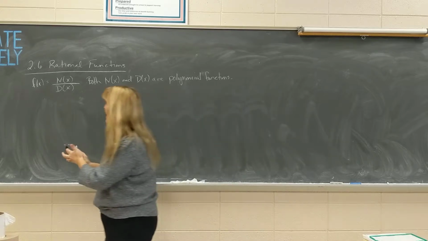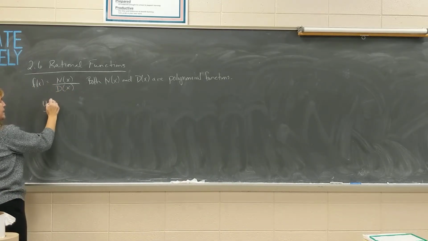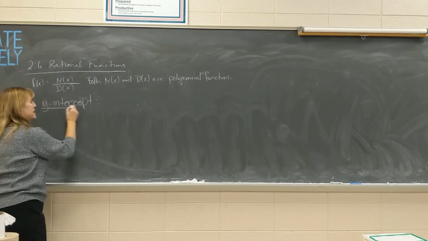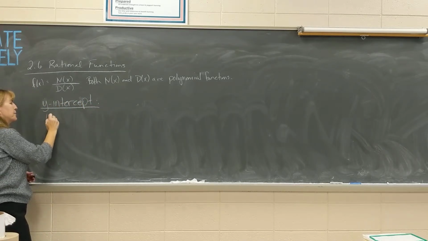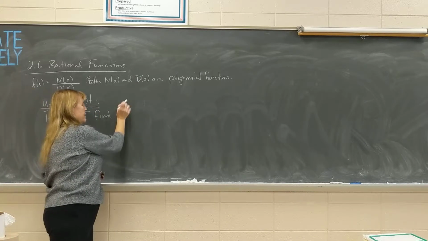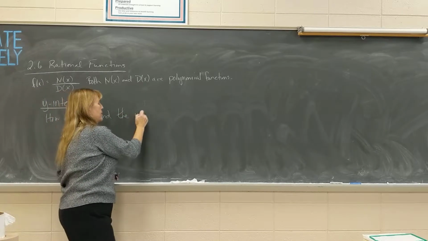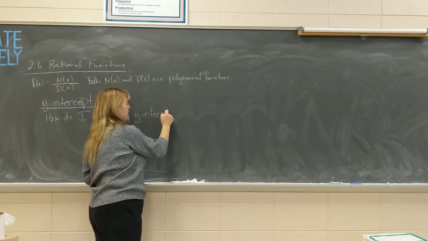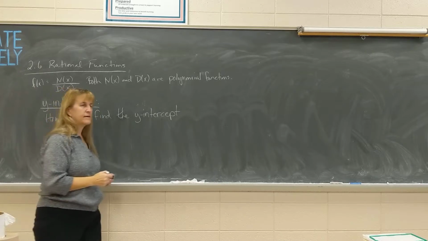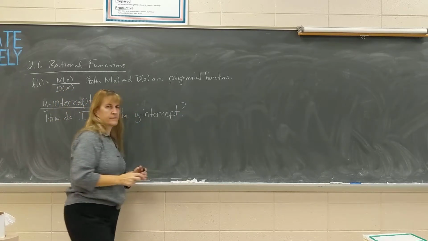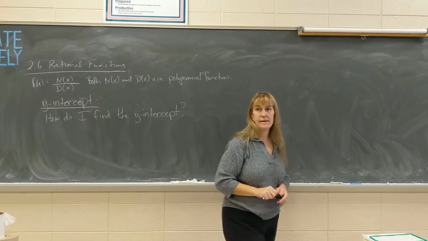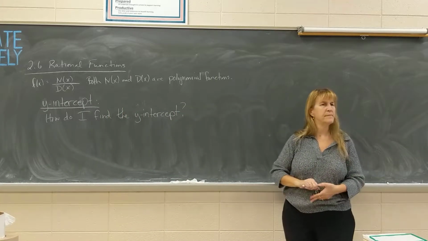Yeah? How? Okay, so I'm gonna write y-intercept, and I'm gonna make a line underneath it, and I'm gonna say, how do I find the y-intercept? Now I have to be careful here and not put an S on the end of that. Why? There's only one y-intercept. There's only one, if there's one at all, but there certainly cannot be 2 or more. How come?